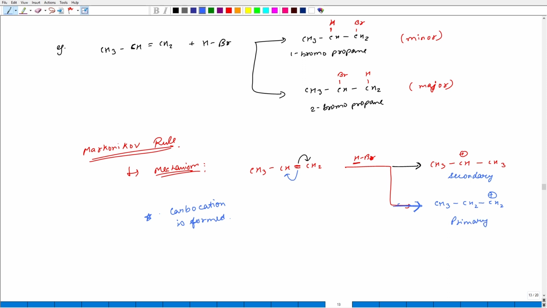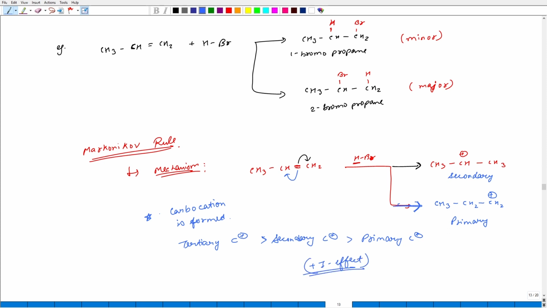And you must know that the secondary carbocation is more stable than the primary carbocation, and the tertiary is the most stable among these. And why is it so? This is because of the plus I effect.